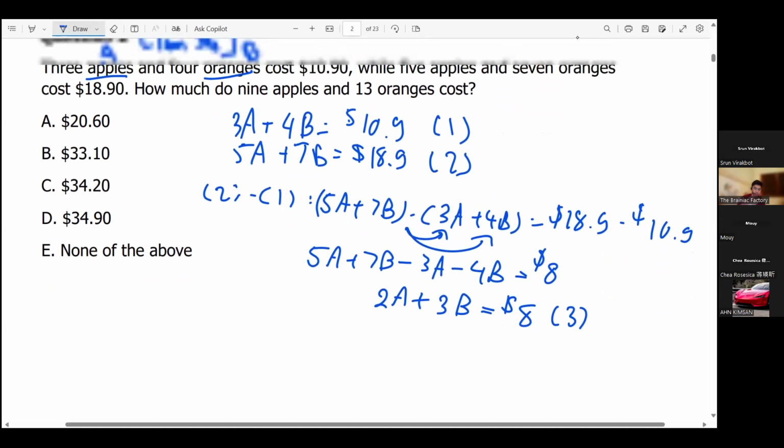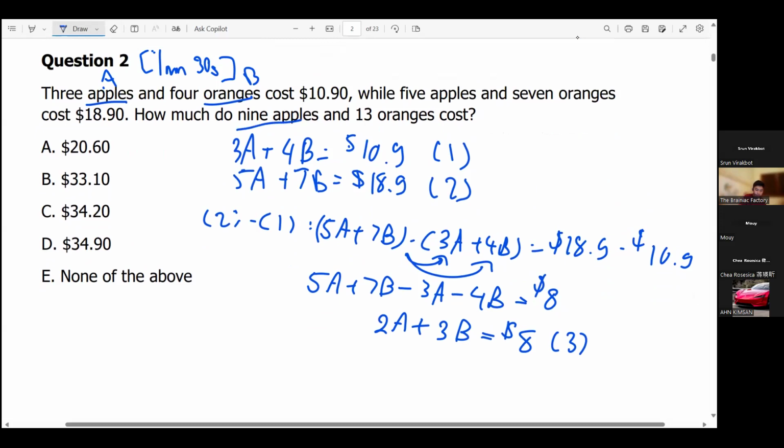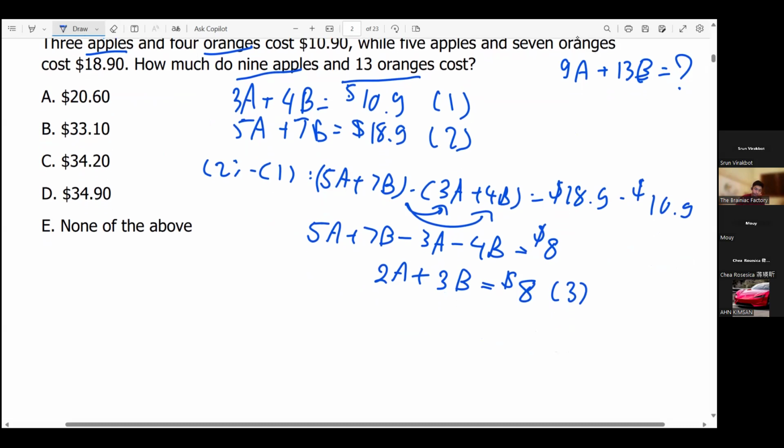So from the problem, they asked for 9 apples and 13 oranges, which is 9A plus 13B equals how much? So you can see from equation 2 and equation 3, when you multiply equation 3 by 2 on both sides, you'll get 4A plus 6B equals 2 times 8, which is $16.